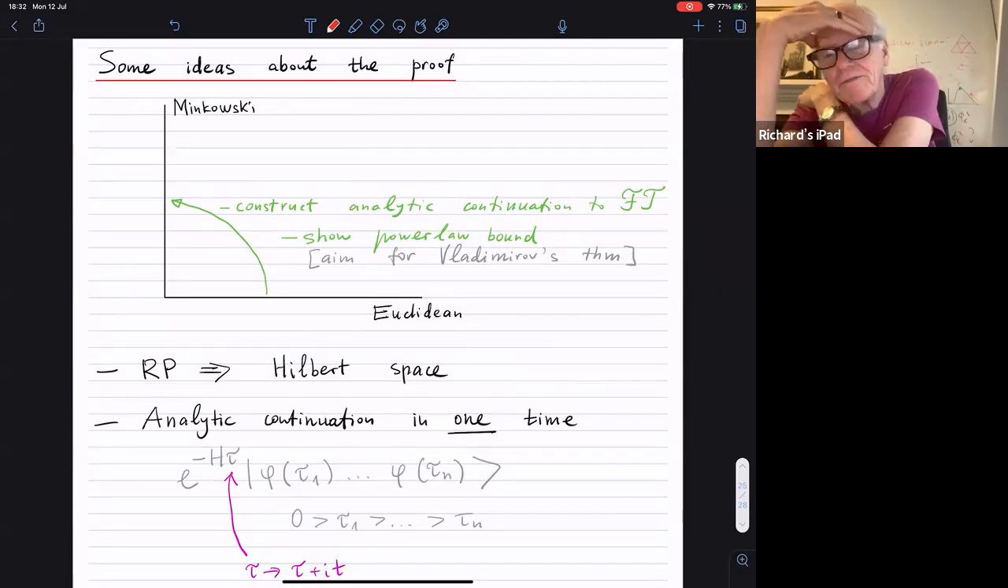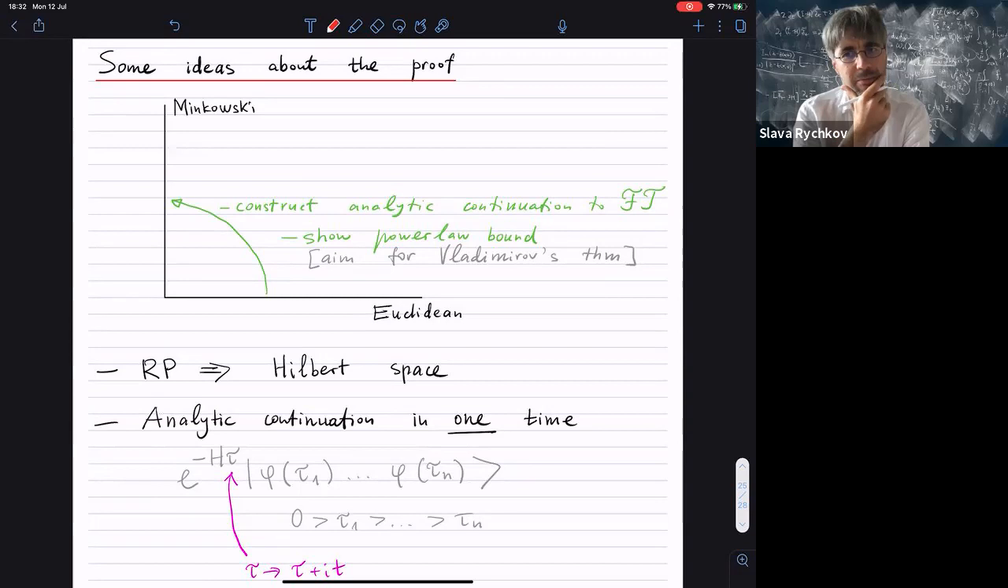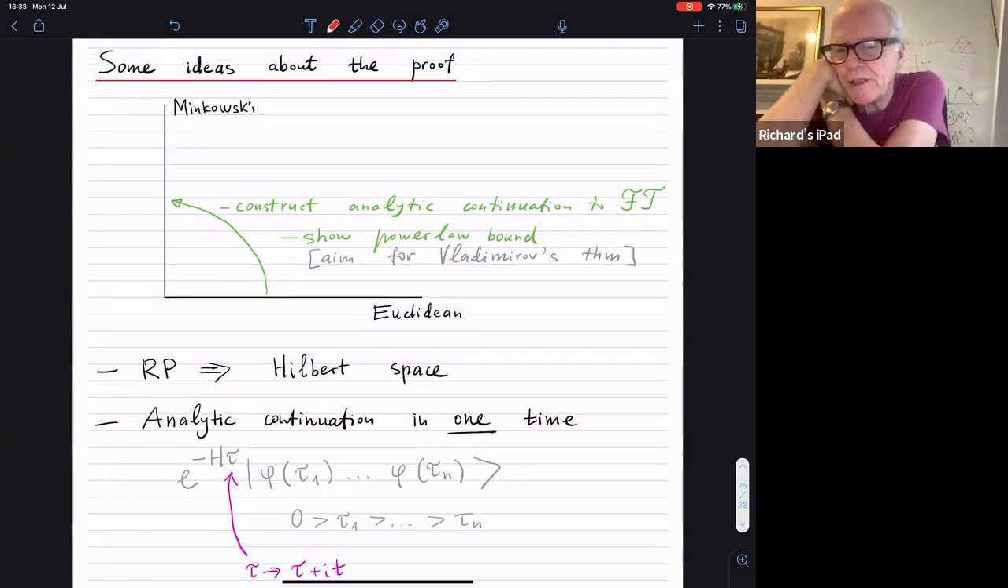pull all of these fields out and have them operate on a vacuum, and then let the Hamiltonian give you the difference between T1 and T2, right? So in other words, I set all the field arguments to zero, but I distribute the Hamiltonian within all of the fields. And then define a vacuum. I'm allowed to do this at this point. I have a Hilbert space. I have a Hamiltonian operator. I can do that.